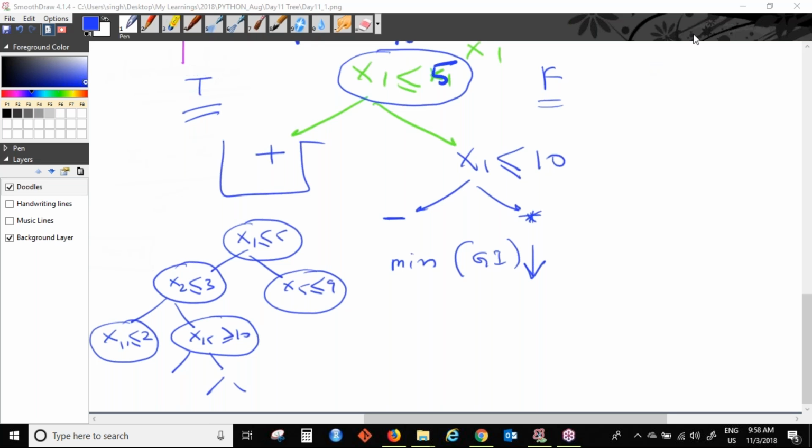So let's take a break, guys. Let's take a break at this point, and after the break, we will discuss the concept of overfitting and underfitting. Okay. So it's 10 o'clock now. Let's be back by 10:15.